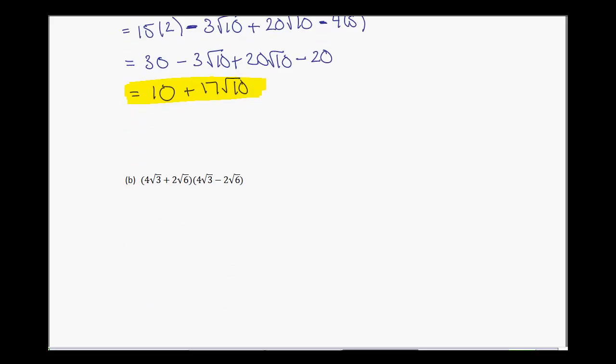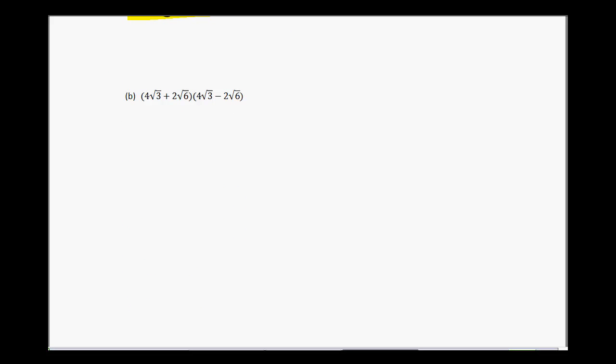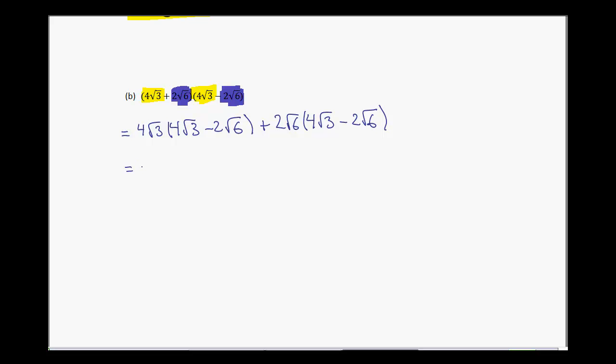Alright, let's do another one. B. 4 root 3 plus 2 root 6 times 4 root 3 minus 2 root 6. Well, if you notice right away here, we're going to be squaring the two terms separately. So when we go and distribute, we get 4 root 3 onto 4 root 3 minus 2 root 6, and we get plus 2 root 6 onto 4 root 3 minus 2 root 6. So go ahead and continue.